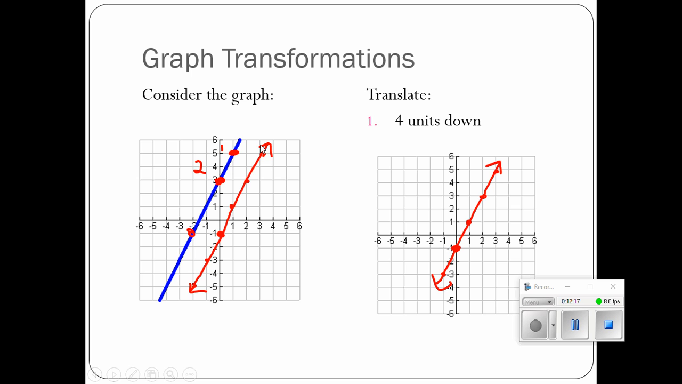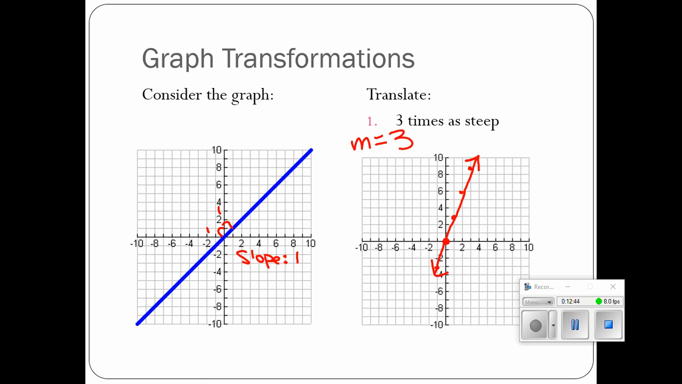So this is the translation. When this graph went down by 4 units. So I want you to draw this new one over here. So 1, 1, put a dot there. 2, 3, put a dot there. Negative 1, negative 3, put a dot there. And then I want you to connect and extend and put arrows. This is called translation or transformation.